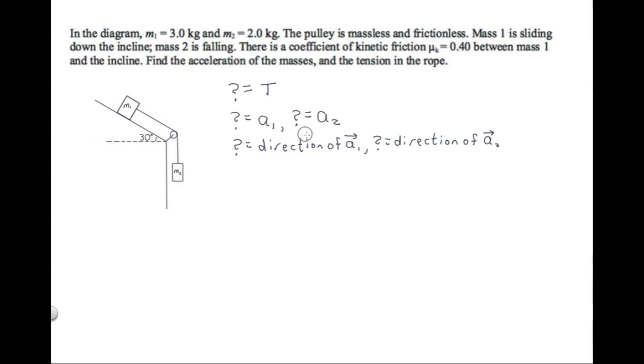If we take that very comprehensive interpretation here, the question is asking us for the direction of the acceleration of mass 1, the direction of the acceleration of mass 2, the magnitude of the acceleration of mass 1, and the magnitude of the acceleration of mass 2. Remember that when we write these symbols without the arrow on top, the symbol stands for magnitude.